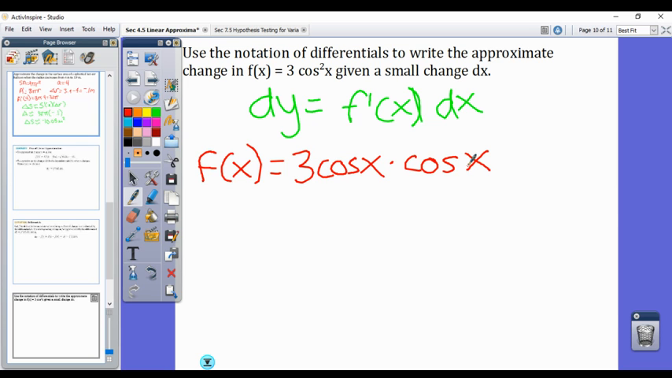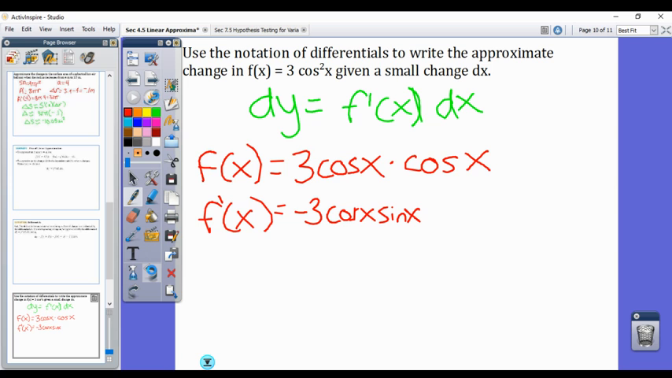Okay, so the derivative of cosine is negative sine. So essentially when we're doing our derivative with our product rule, we're going to end up with negative 3 cosine x sine x plus another matching term. If I were to simplify that, I would end up with negative 6 cosine x sine x.